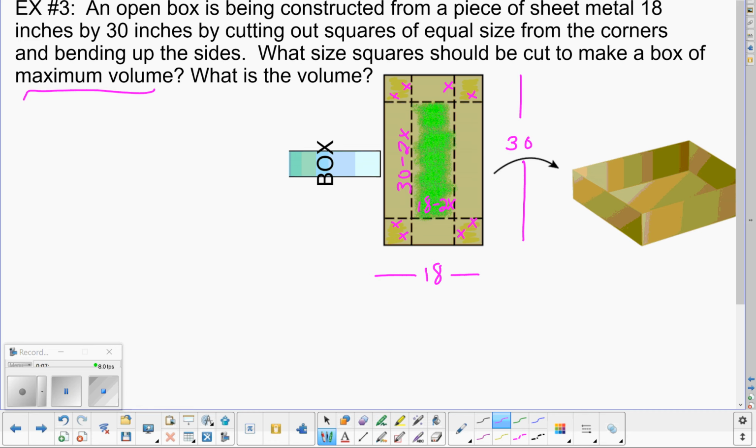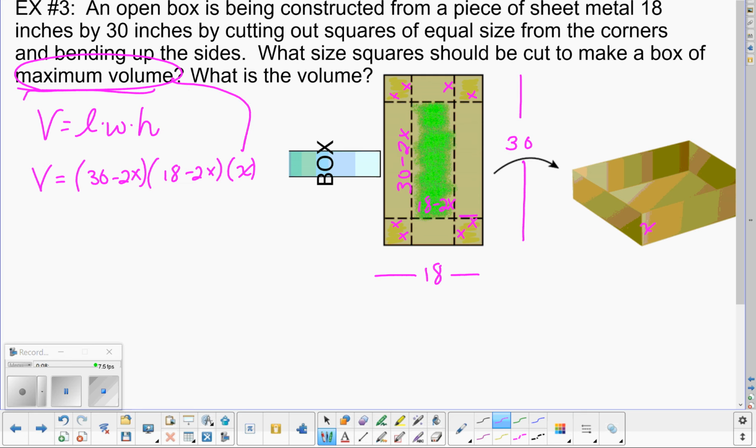So an open box is being constructed, and we want to make sure we have maximum volume. Well, just think about volume for a second of a rectangular prism: length times width times height. In terms of our box, volume is equal to 30 minus 2x, 18 minus 2x, and a height, when those flaps get lifted up, you would have a depth of x. So that'll be the height of our box. This is the equation we are going to want to maximize, right?